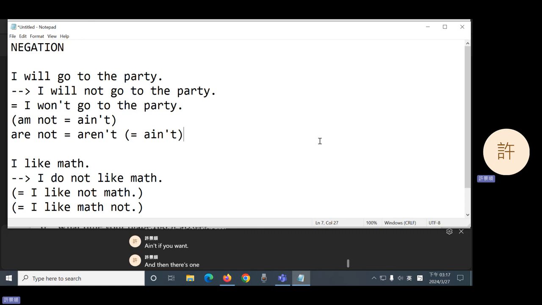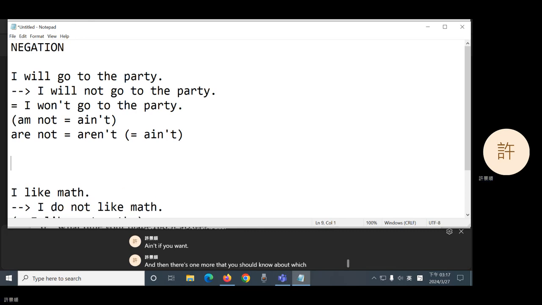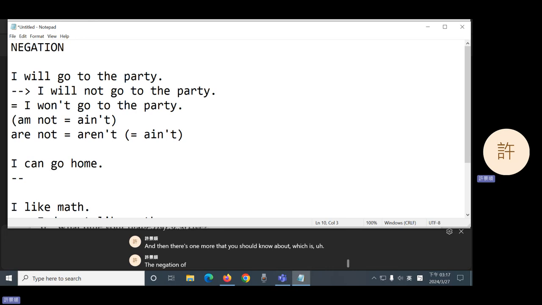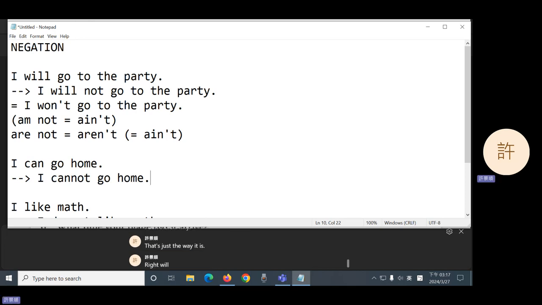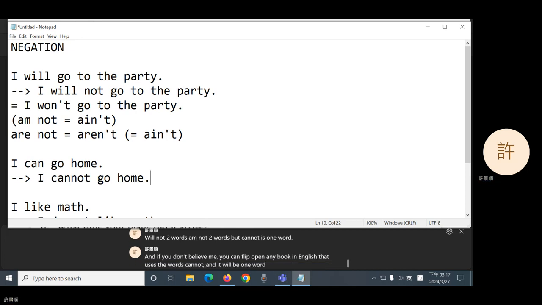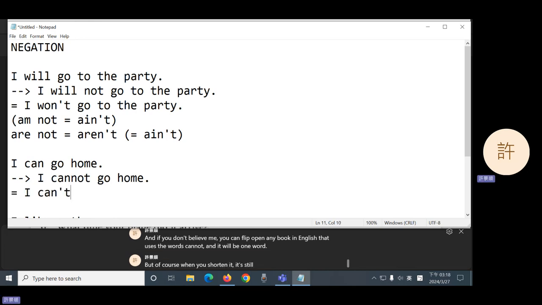And then there's one more that you should know about, which is the negation of can, which is, of course, cannot. But in English, the word cannot is one word. I don't know why. That's just the way it is. Right? Will not, two words. Am not, two words. But cannot is one word. And if you don't believe me, you can flip open any book in English that uses the word cannot, and it will be one word. But of course, when you shorten it, it's still only one N, not two. Just like the others.